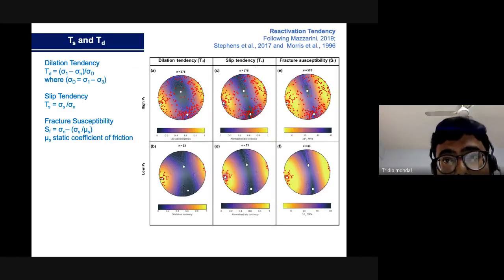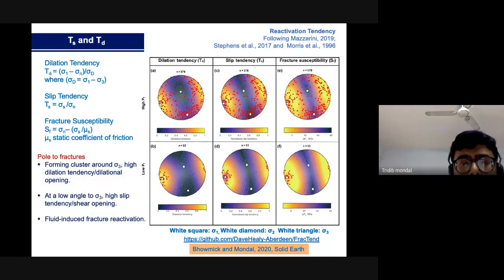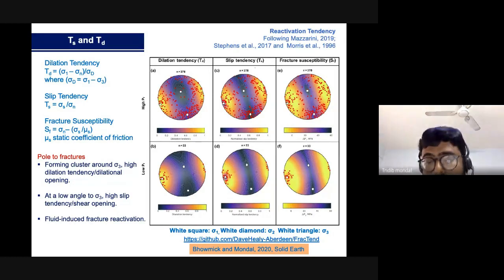We have also tried to establish the reactivation tendency in that region. For that, we have used the dilation tendency, slip tendency, and the fracture susceptibility. The poles to fractures form clusters around sigma 3 in both the high fluid pressure conditions and low fluid pressure conditions. So this is a high dilation tendency for opening, and in case of slip tendency, fractures' poles at a low angle to sigma 3 show high slip tendency for shear opening, and the fracture susceptibility shows fluid-induced fracture reactivation in that region.